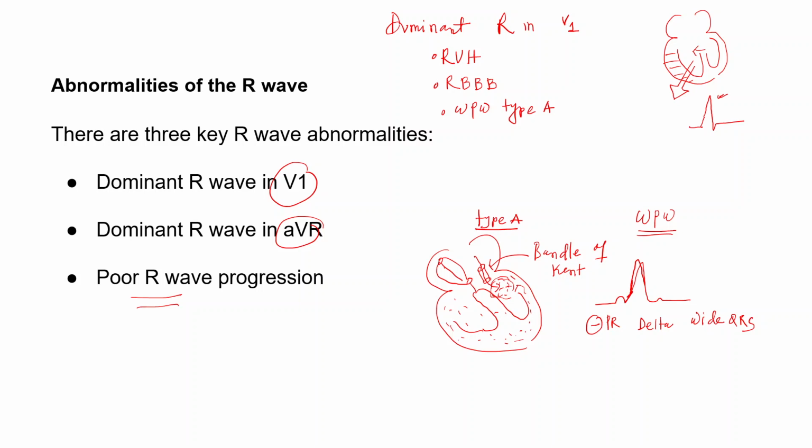Now, in this scenario, what will happen to V1? As you can see here, the left ventricle is getting activated first. So the vector will be towards, it will be like this. So there will be a first negative wave because of the left ventricle, and then gradually this left ventricular action potential will go to the right ventricle.